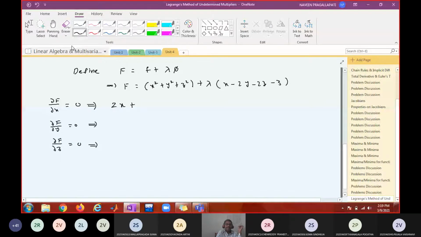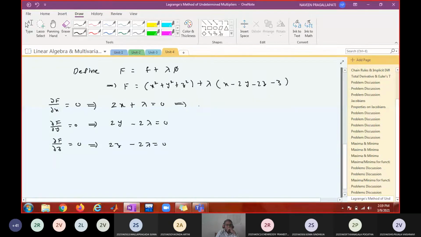2x plus 0 plus 0 plus lambda, so 2x plus lambda equal to 0. Next, 2y minus 2 lambda equal to 0. Next, 2z minus 2 lambda equal to 0. So from this, what is the expression for lambda?